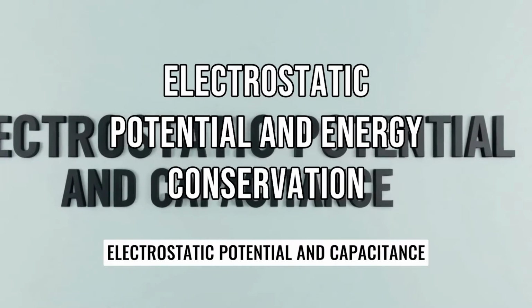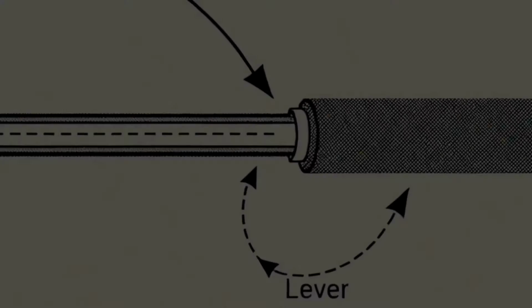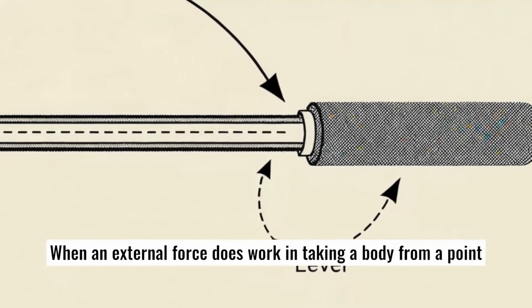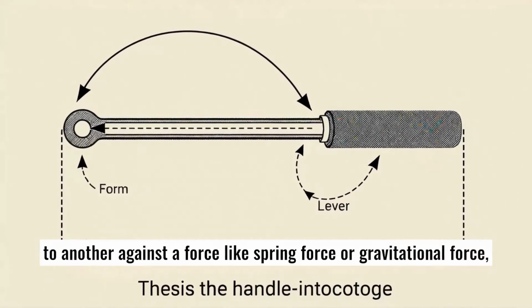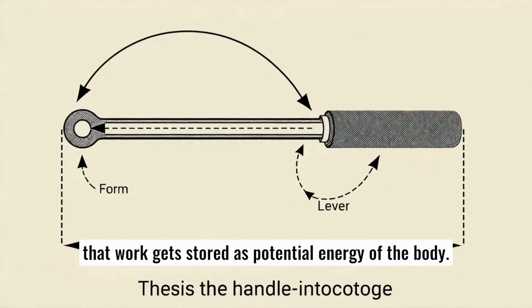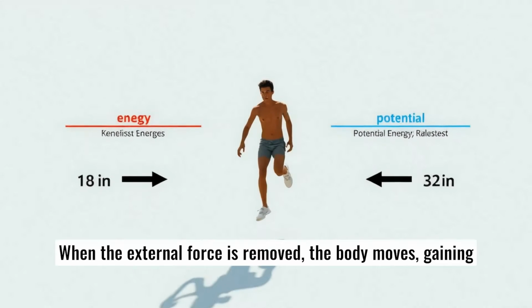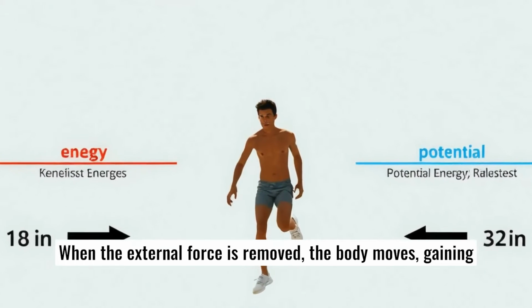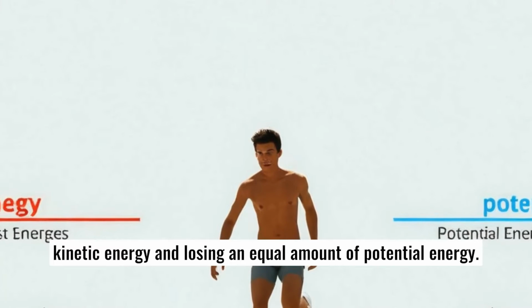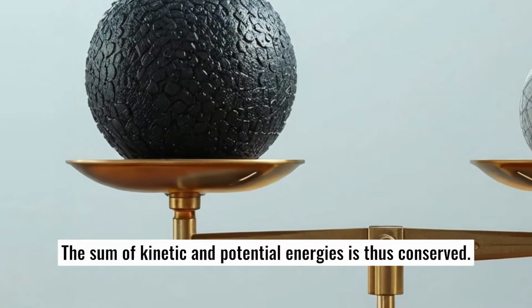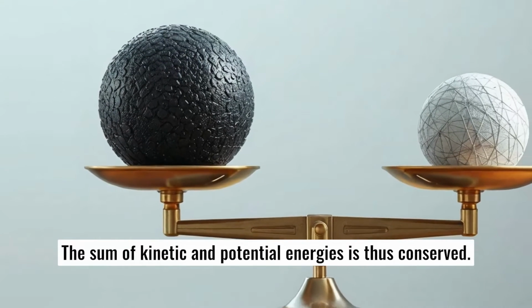Electrostatic potential and capacitance. When an external force does work in taking a body from a point to another against a force like spring force or gravitational force, that work gets stored as potential energy of the body. When the external force is removed, the body moves, gaining kinetic energy and losing an equal amount of potential energy. The sum of kinetic and potential energies is thus conserved.